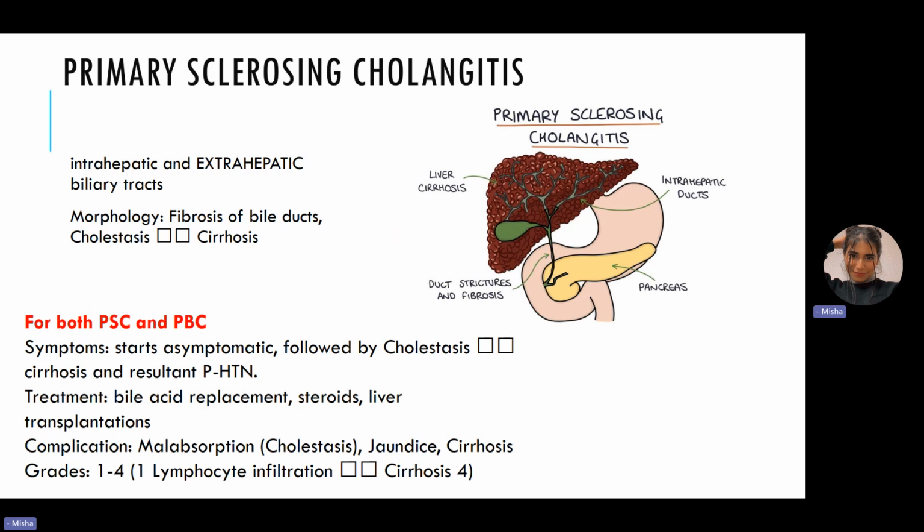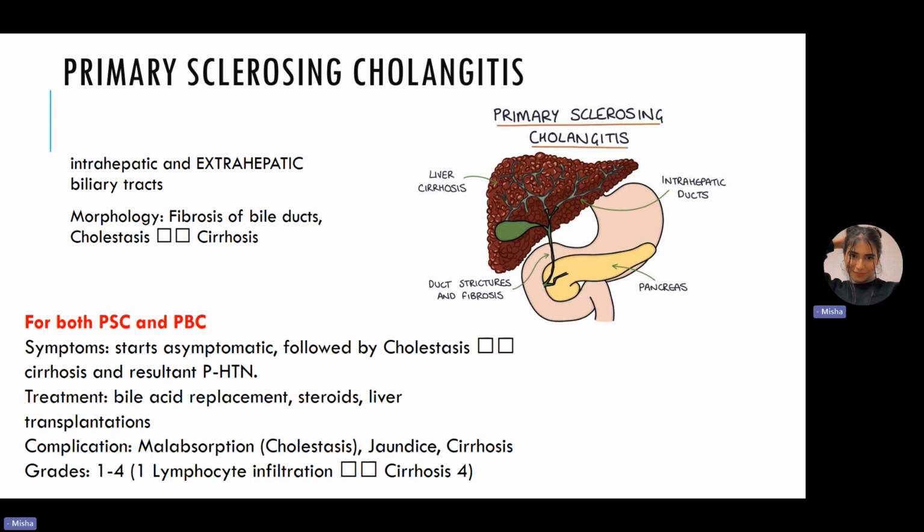This makes sense because what does sclerosing actually mean? Hardening, right? So the bile duct basically hardens, it becomes fibrotic, and then eventually it will lead to cirrhosis. There are some things that are very common between primary sclerosing cholangitis and primary biliary cholangitis, like the symptoms. They normally start asymptomatic and then lead to cholestasis, which then leads to cirrhosis and resulting portal hypertension. For the treatment, we can use bile acid replacement, steroids, or liver transplantation depending on the state of the patient.